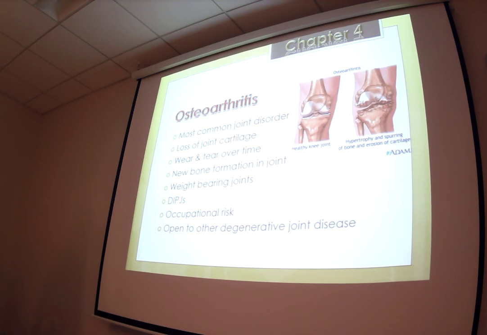The weight-bearing joints are most susceptible, where you're going to have the spine, the hip, the knees, the ankles. Can also lead to septic and inflammatory arthritis. Essentially, you're going to have a breakdown of that hyaline cartilage in the joint space, which can then lead to the synovial breakdown and then eventually that bone erosion.